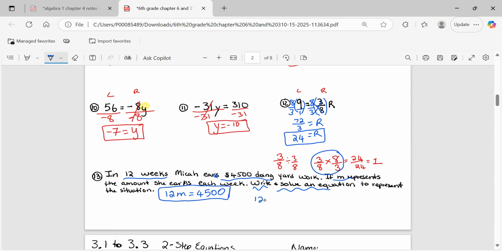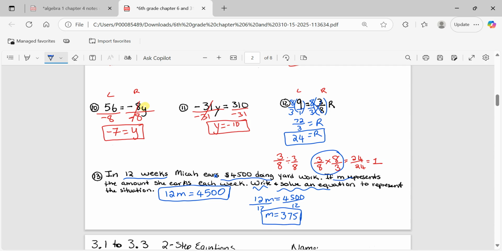Now to solve the equation, we would do the opposite of multiplication, which is division. So I would divide both sides by 12, and M is equal to 375.